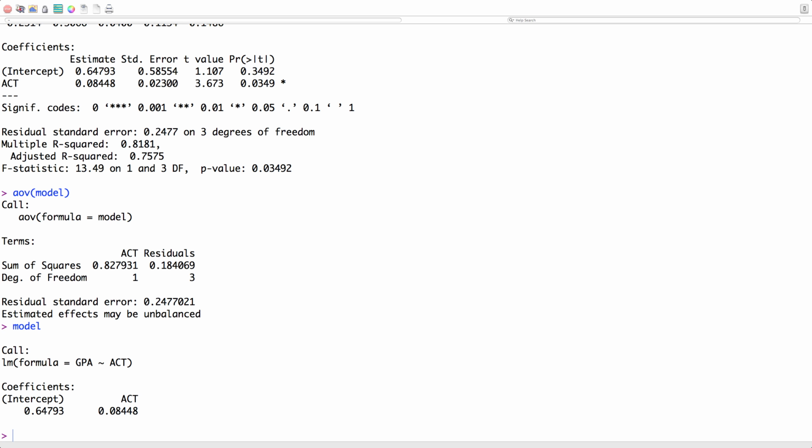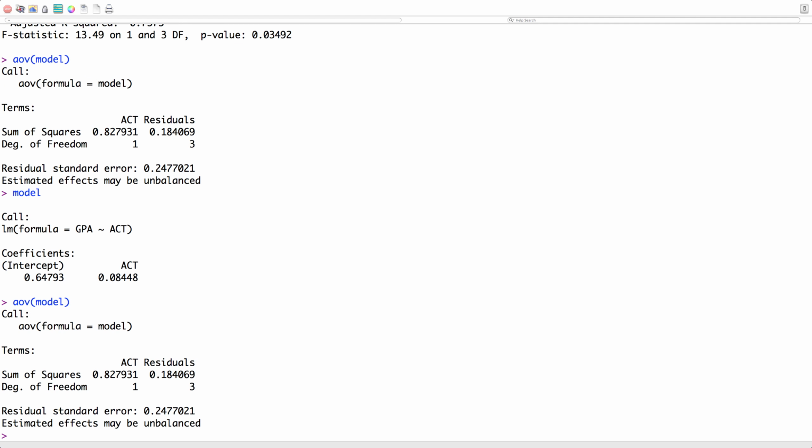But the big thing that we can do is look at the AOV of our model, as I did before, and we get some stuff, right? We get the sum of squares, and we get the degrees of freedom for ACT and residuals. And guys, this ACT, remember, is nothing more than the regression, the regression of GPA on ACT. But we want a complete table here that gives us our mean square terms and ultimately an F statistic.